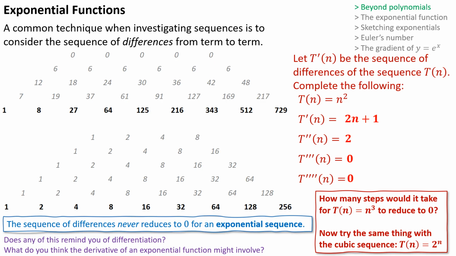If you start with a quadratic and you differentiate, then you'll end up with something linear. And if you differentiate that, you get a constant. Differentiate that, you get 0. And with cubics or polynomials of order 7 or 10 or 50, eventually you get down to 0. It just takes more and more steps. What do you think the derivative of an exponential function might involve based on this logic?